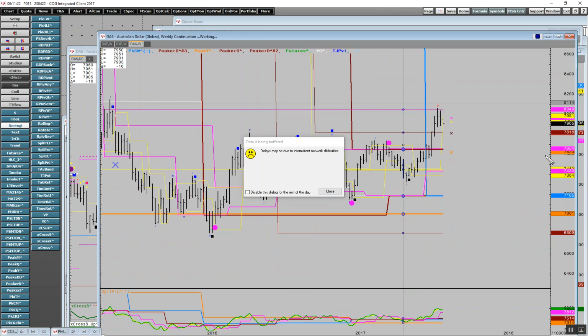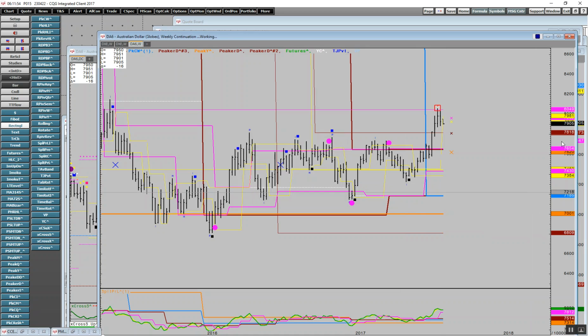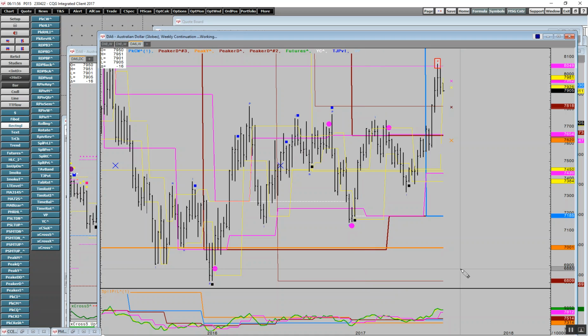Okay, there's the major resistance that stopped the Aussie dead in its tracks. You can see down here we've had rising quarterly support, and then also we had this quarterly resistance drop down, and we took that out on a quarterly closing basis. That's propelled the market higher.